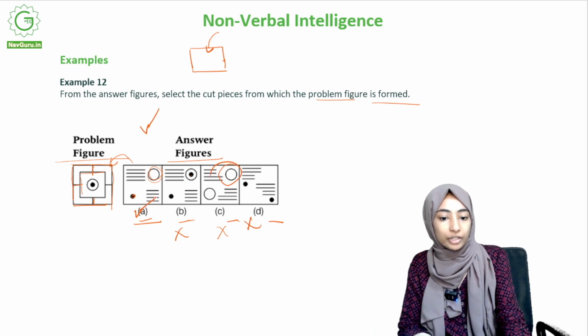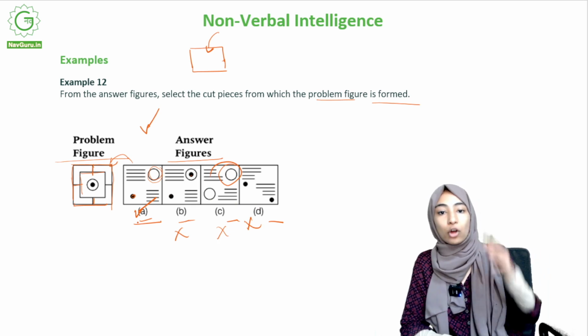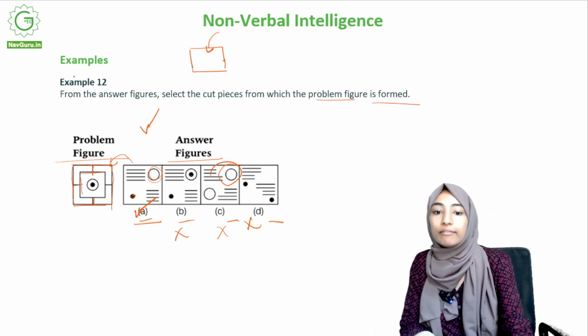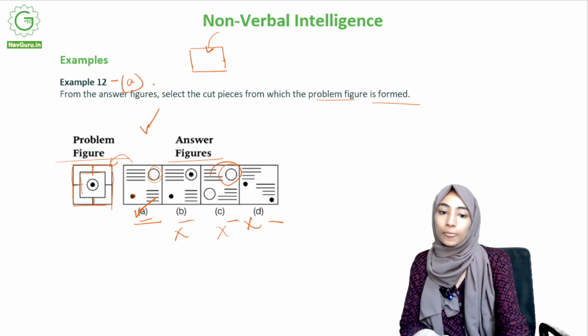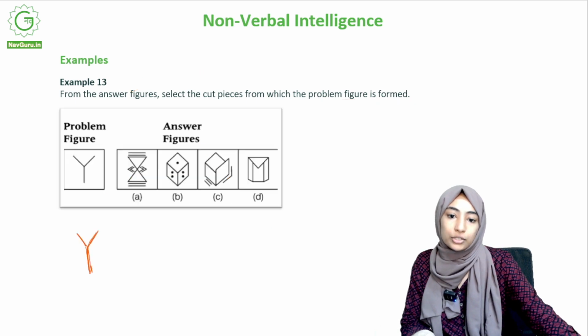So now this half tick can be a full tick. You're sure that it is definitely A. So we have gotten the answer. We know that for the 12th one, the answer is A. Okay, we're done with that. Now, moving on to the next question.